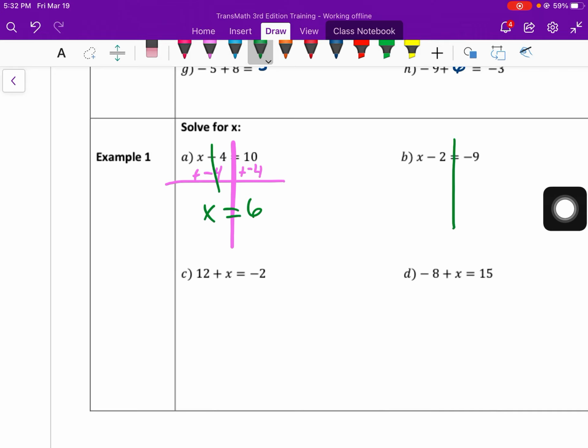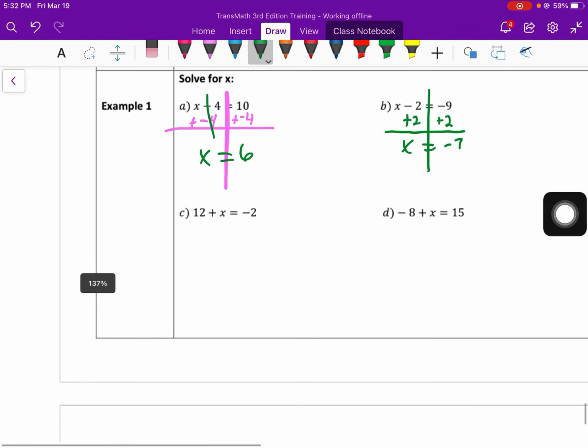Again, we're going to do the opposite of subtracting 2. We're adding 2 to both sides. Therefore, x equals, what's the difference here? It's going to be negative because -9 is bigger, and the difference is 7.